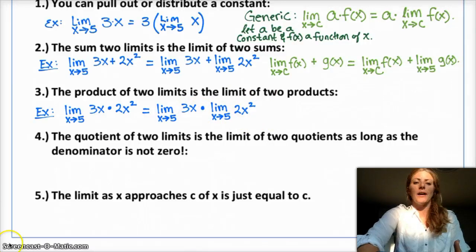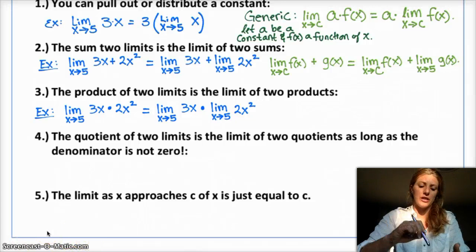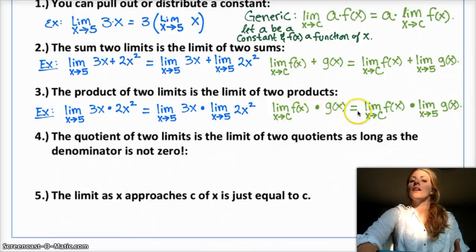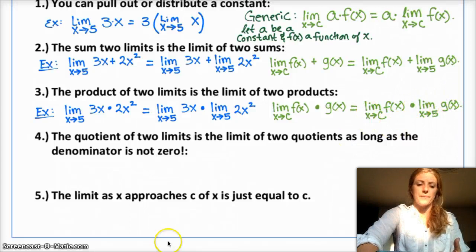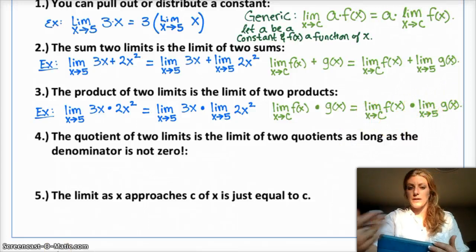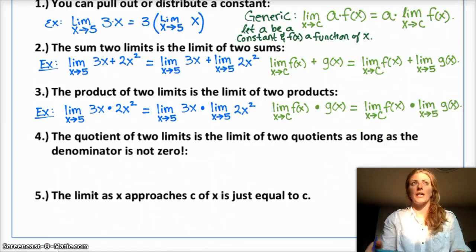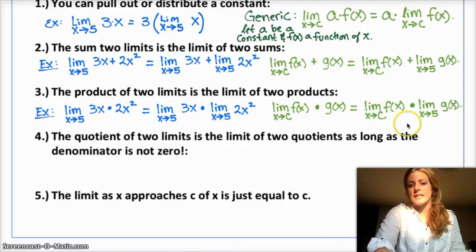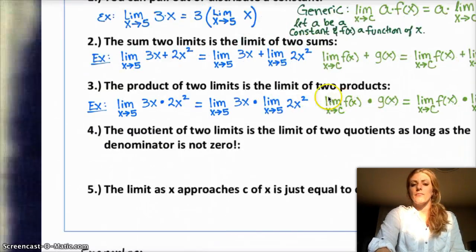Same thing. Okay, so the generic version just looks like, if you have the limit as x approaches c of f times g, that's the same thing as taking the limit of f and multiplying it by the limit of g. The only reason I'm giving these to you is that if you have a really complicated limit, it will help you simplify it, because a lot of times it's easier to just take the limit of one thing.